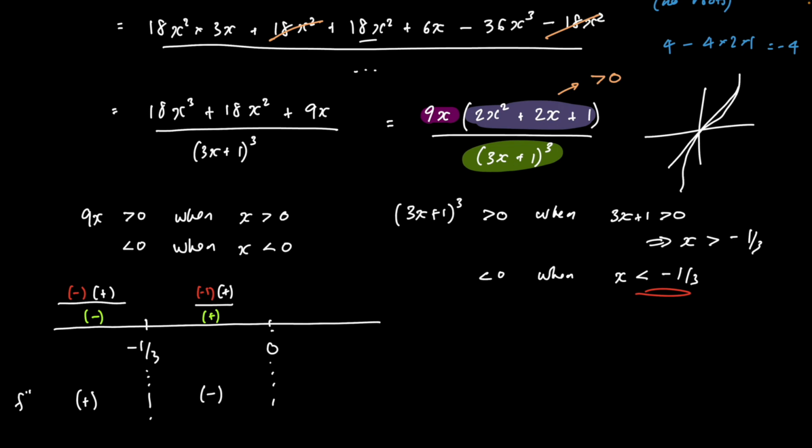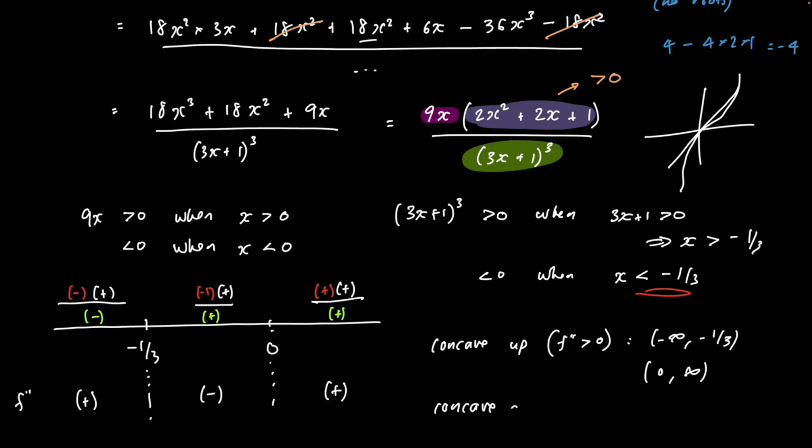And then, once we cross 0, then the 9x piece also becomes positive. And so our fraction becomes a positive times a positive divided by a positive. And so overall, we have a positive value. Right, so we can summarize that by saying it's concave up, which means f double prime is greater than 0. The intervals where it's concave up is negative infinity up to negative 1/3, and 0 up to positive infinity.